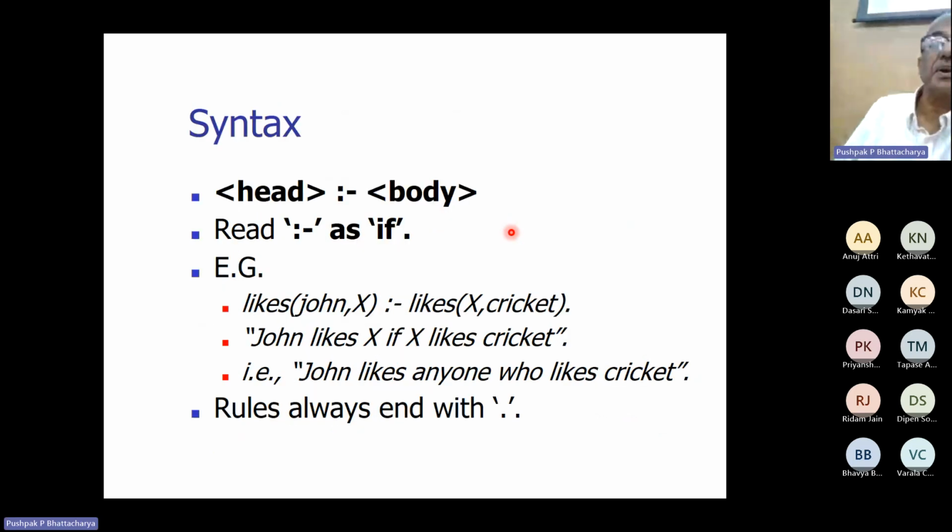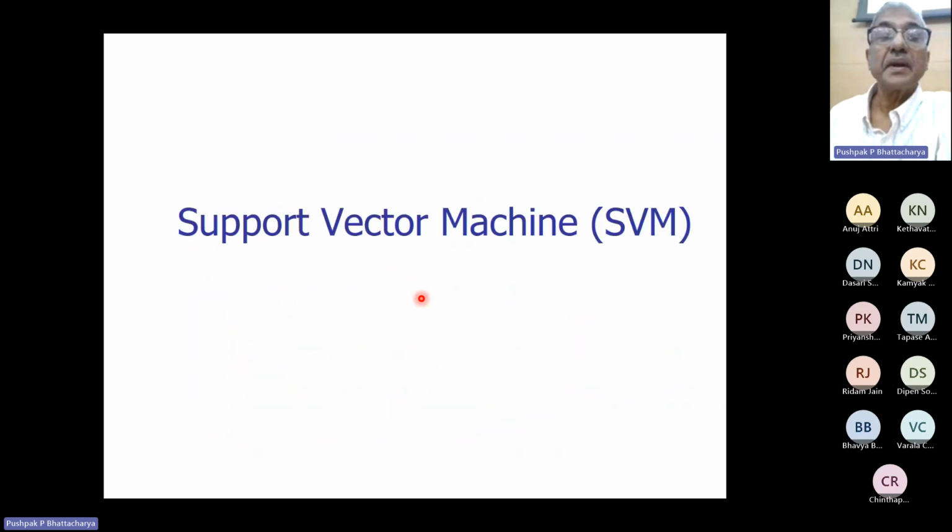The syntax of Prolog is a simple one. You have head, then the neck operator, and then the body. The neck operator is read as if. So likes(john, X) if likes(X, cricket). So John is fond of anybody who likes cricket. Okay, so this is the syntax.